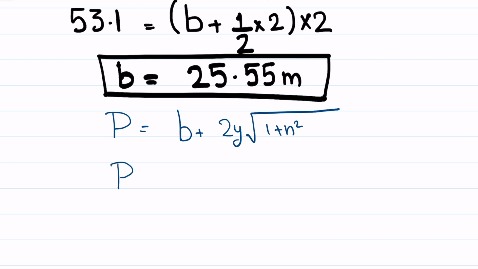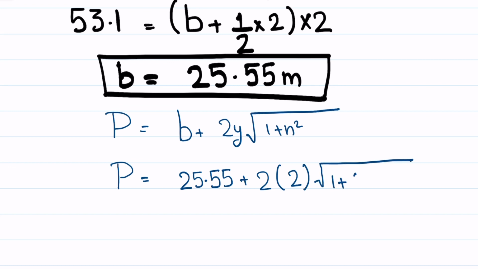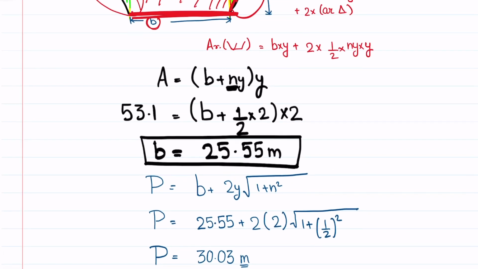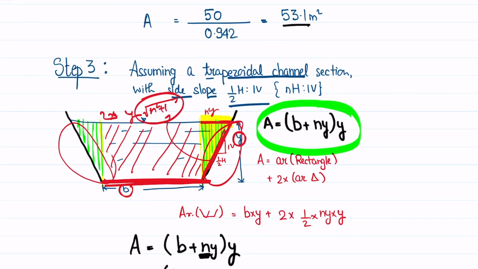So the parameter p is equal to b, which is 25.55, plus 2 times the depth, again the trial depth that we have assumed in step 1, under root 1 plus n square. The side slope we have assumed is half. So solving this, the value of p will come out to be 30.03. Unit will be meters. Very important to remember the units. Okay, so through this we have completed our step 3.